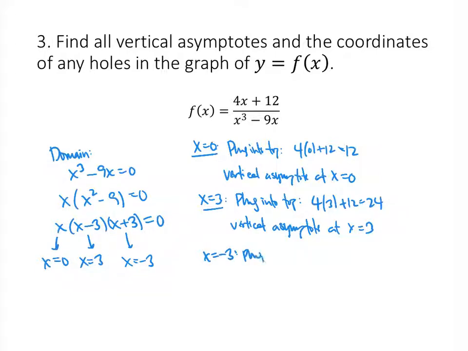Finally, x equals negative 3. When we plug that into the top, we do get 0. 4 times negative 3 plus 12 equals 0. So that means potentially we have a hole there, and the way that we find out if we actually have a hole is by factoring and seeing if we can cancel out a common factor. So we already factored the bottom. We know that that's x times x minus 3 times x plus 3. We can factor the top by factoring out a 4.